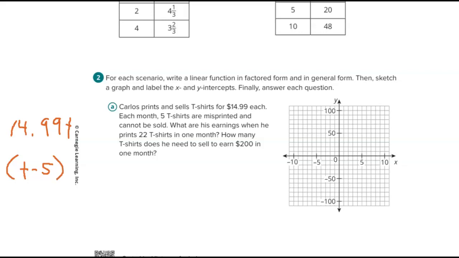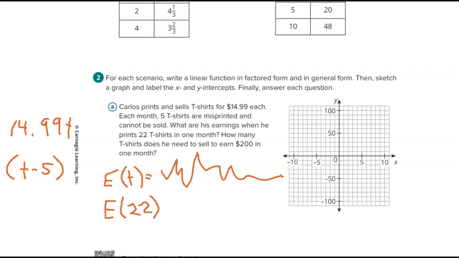And then you're asked 2 questions. What are his earnings when he prints 22 shirts in 1 month? Once you have your function set up, say you set it up like this, earnings, and then if you use the variable of t, and then you wrote your function, I'm not going to write it for you, but here's your function, right? You write down your function. What you're going to do to answer this question, what are his earnings when he prints 22 shirts? You're going to calculate what his earnings are when he prints 22 shirts.